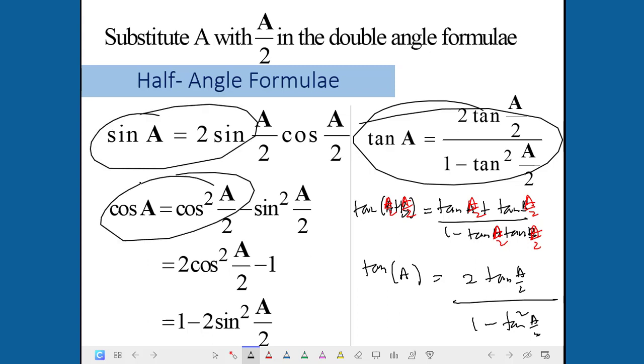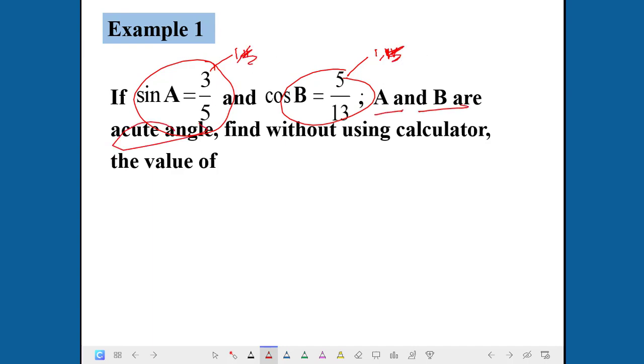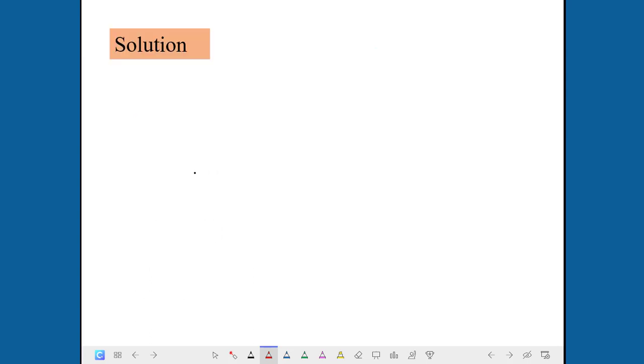Okay, example 1. Sine A is positive, so this shows that A may be in the first or second quadrant. Cos B is positive, so B is in the first or fourth quadrant. A and B are two angles, so both in the first quadrant. Find, without using a calculator, the values of sin(A+B), cos(A−B), and tan(A+B).